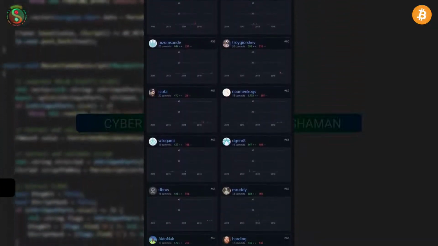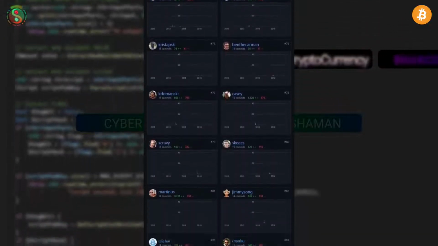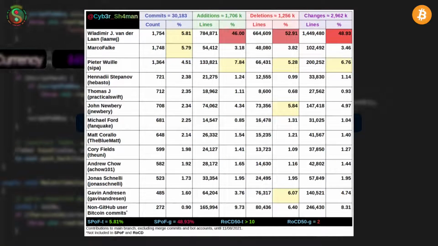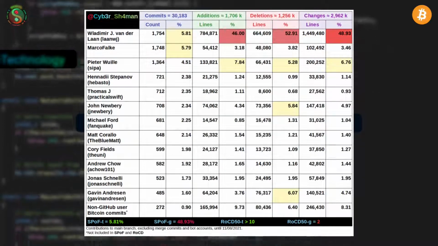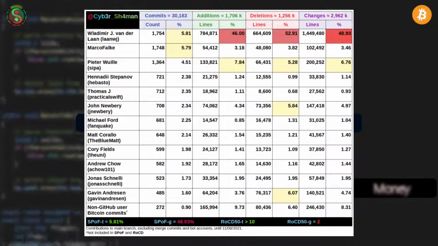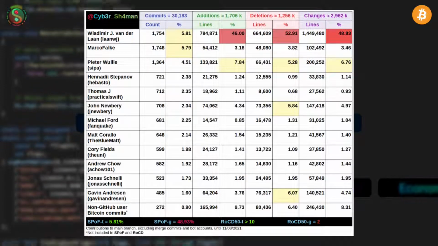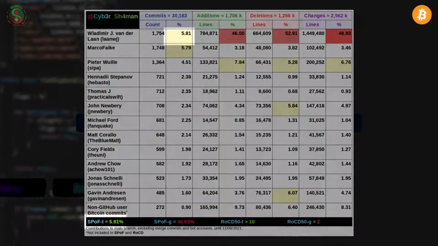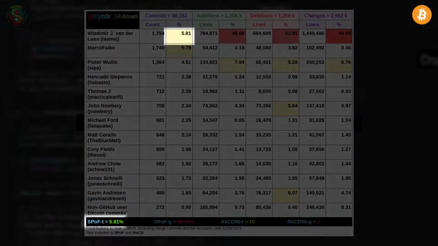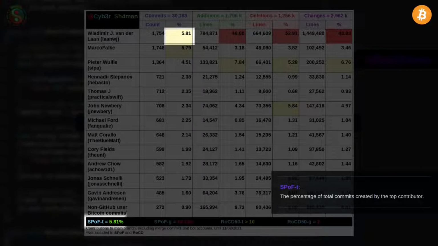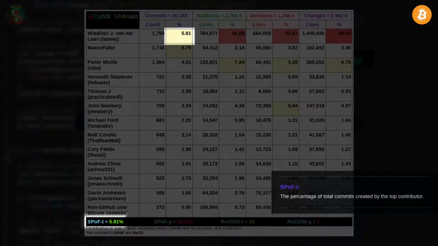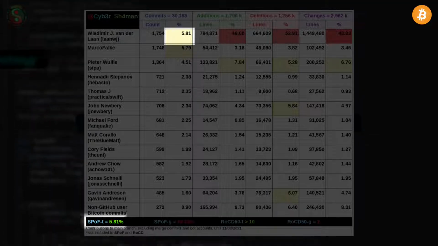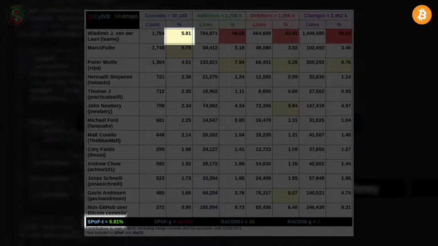Speaking of contributors, it is good to see the project has so many contributors, but we should assess the risk for single point of failure and concentrated development. In fact, I have designed 12 metrics for this purpose, but to make it short, I will use 4 of them here. By looking into contributions, we can see the SPOFT, or the percentage of total commits created by the top contributor, is 5.81%, which is low and desirable.